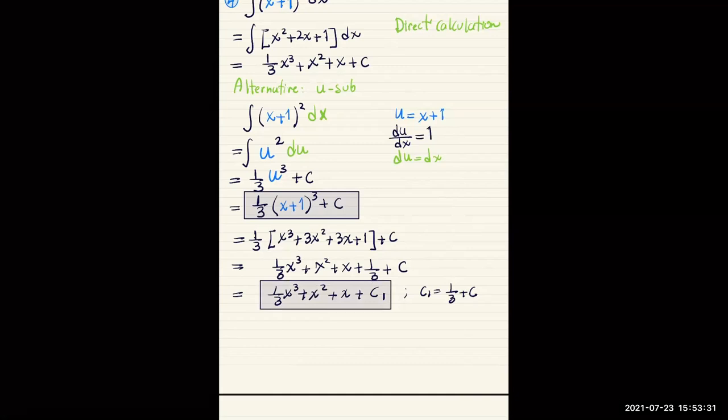So expect that to happen when you do an antiderivative on your own and someone else does it on their own. It is likely that you get different answers, but actually the same answer in different forms. That could happen.